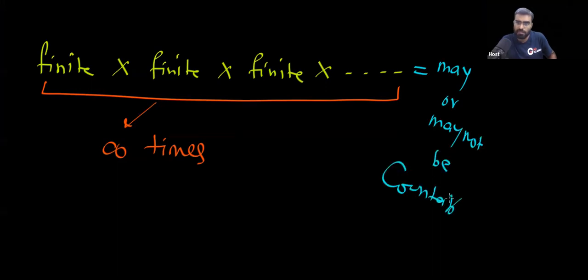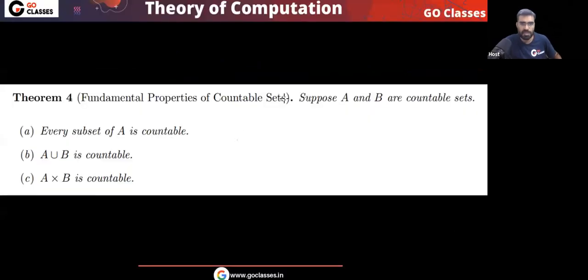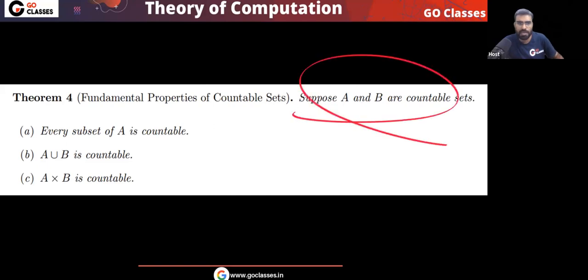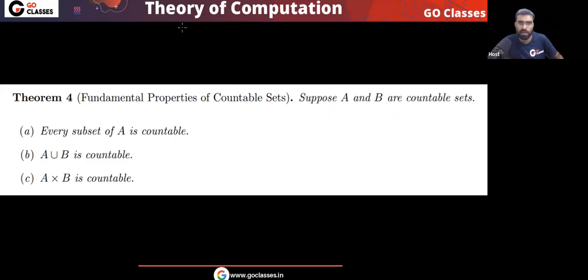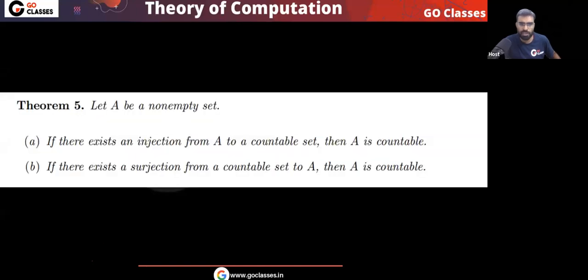Is this clear? The result may or may not be countable. So all these examples, everything we have seen, now you can see these three theorems. Are you comfortable? These are the fundamental properties of countable sets. If A, B are countable, every subset of a countable set is countable. Countable union countable is countable. Countable cross countable is countable. So these we have already seen. Okay, let's move on. What about these two?